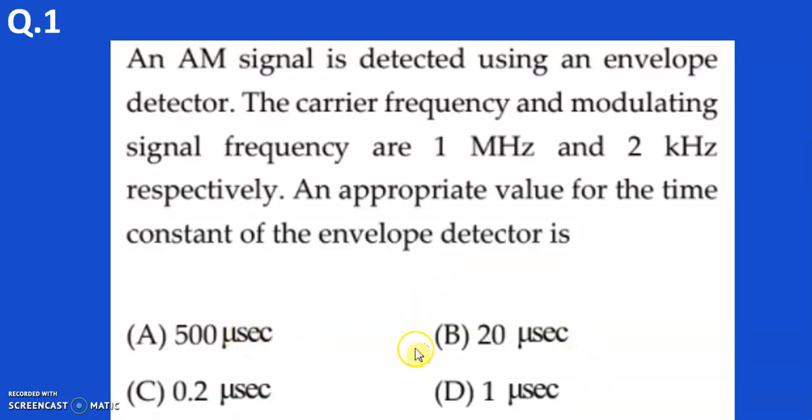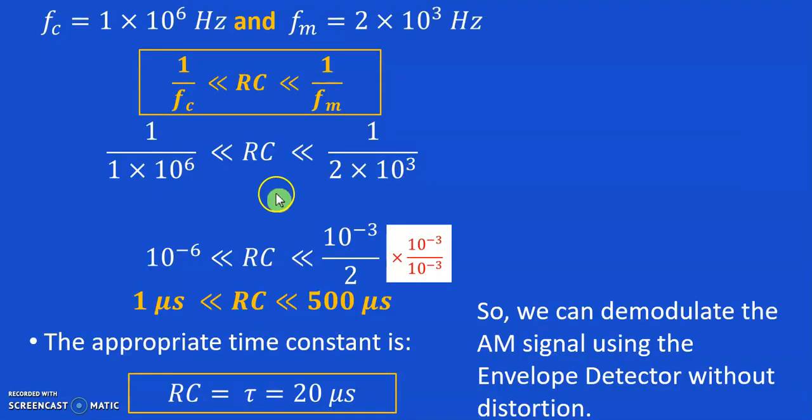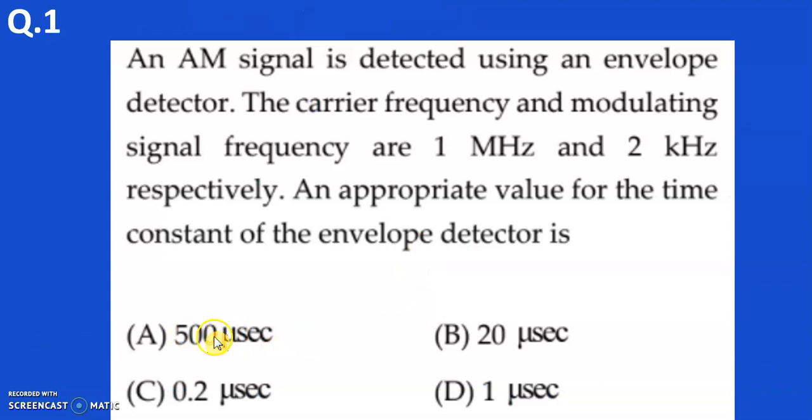Let us see the answers. So 500 microsecond, 20 microsecond, 0.2 microsecond, and 1 microsecond. So the value should be in the range of much greater than 1 microsecond. Let us see the first one, 500 microsecond.